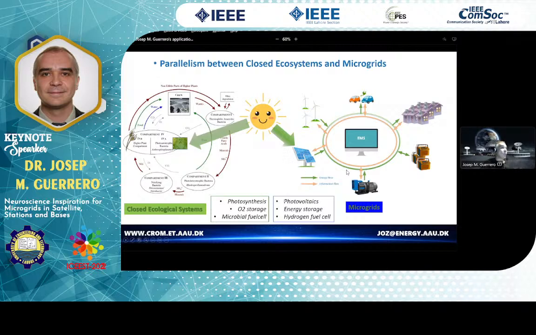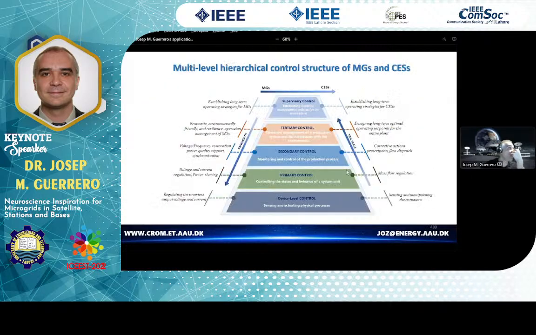And then the electricity we store by means of energy storage, the same as we store the oxygen by means of oxygen storage tanks. And then we have microbial fuel cells, which work very similarly as hydrogen fuel cells. We think that they are two systems. One is biological, the other is electric, but they are isolated and they behave kind of the same. We could implement the multi-level hierarchical control system that we implement in microgrids and that we are using in our brains.